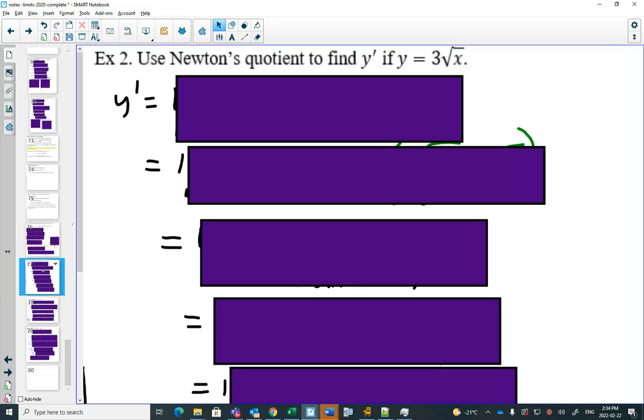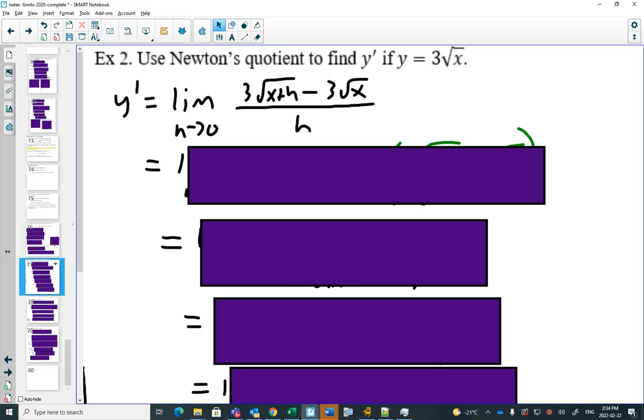So we're going to find y prime using the definition. We write out the definition again. And then we have to think back to our limit skills. How would we solve this limit? So again, I'll let you try it from here to solve the limit. I'll put up the answer in a bit.